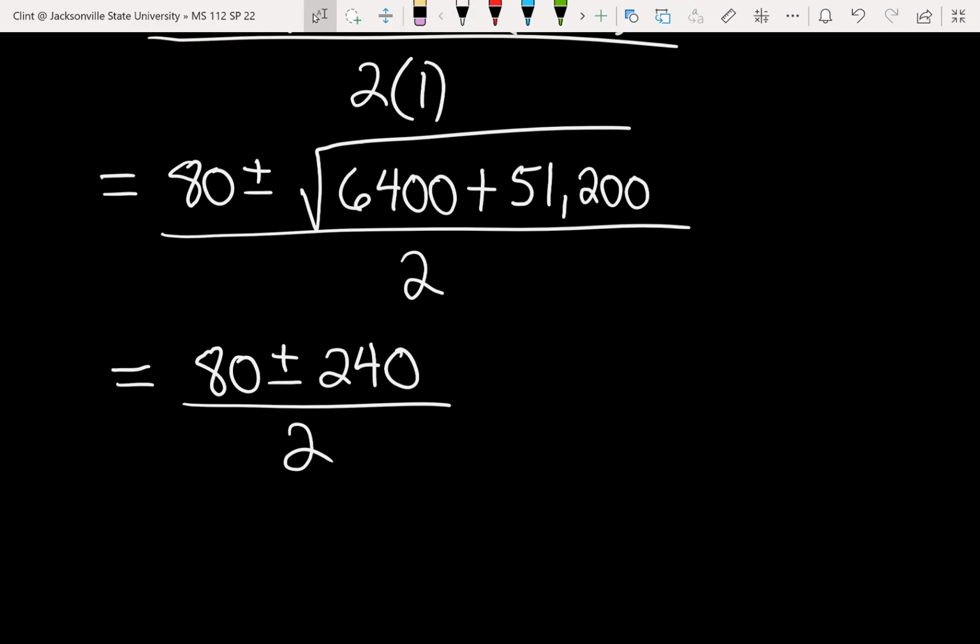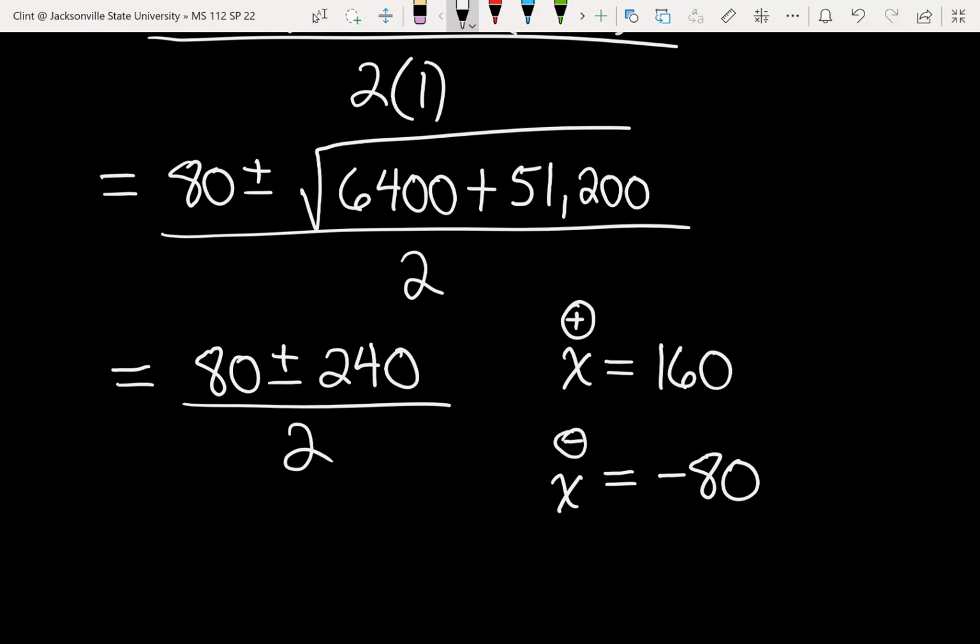So then now, looking like we're going to get two solutions here. So let's see. If we use the plus sign, what do we get? So 80 plus 240 is 320. Divided by 2, so that's 160. Do the minus sign. 80 minus 240 gives us negative 160 over 2, so negative 80.